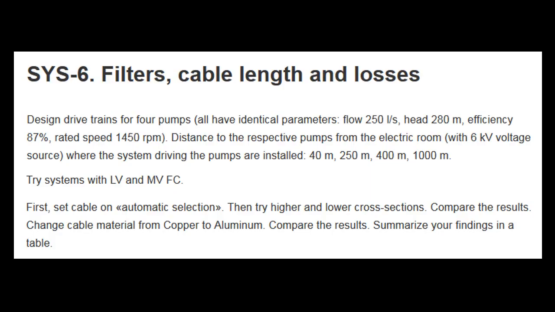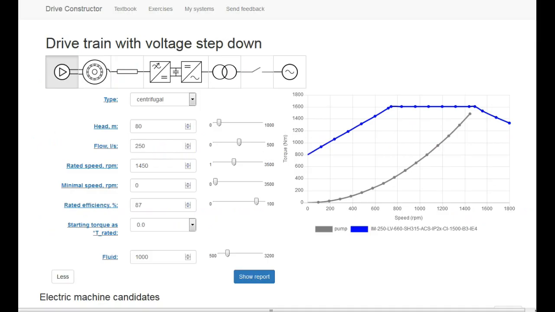So please try to write down parameters of all the components, like the cable, the frequency converter with filters, and the transformer, everything, and compare the results and draw your conclusions on how the length of the cable between the electric machine and the frequency converter will affect the cost of the system, the structure of the system, and everything in the system basically. So let's take a look at the software.